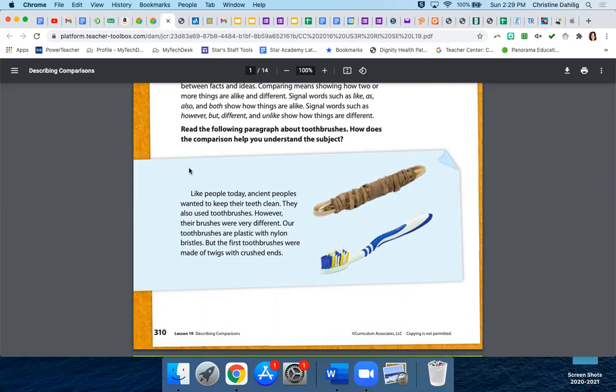Let us read. It says, like people today, ancient peoples wanted to keep their teeth clean. They also used toothbrushes. However, their brushes were very different. Our toothbrushes are plastic with nylon bristles, but the first toothbrushes were made of twigs and crushed ends, as you can see here. So again, ancient times, this is the toothbrush, and of course, modern times, here is our toothbrush today.